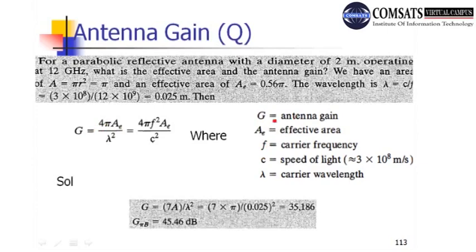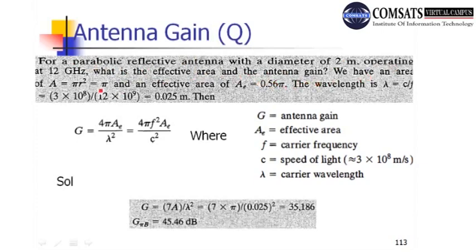Here the parameters used are: G, the antenna gain; AE, the effective area of the antenna; f, the carrier frequency; c, the speed of light, which we know is constant; and lambda, the carrier wavelength. So for a parabolic reflective antenna with a diameter of 2 meter operating at 12 gigahertz, what is the effective area and the antenna gain?